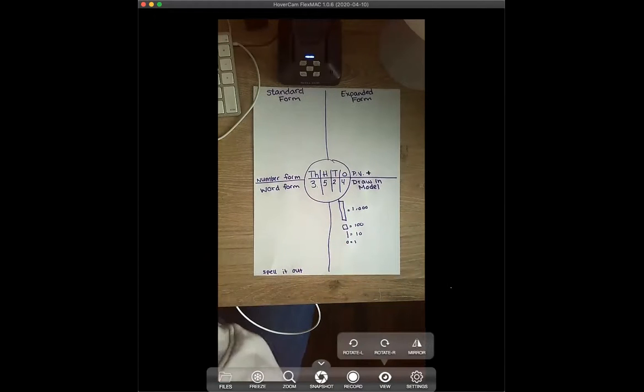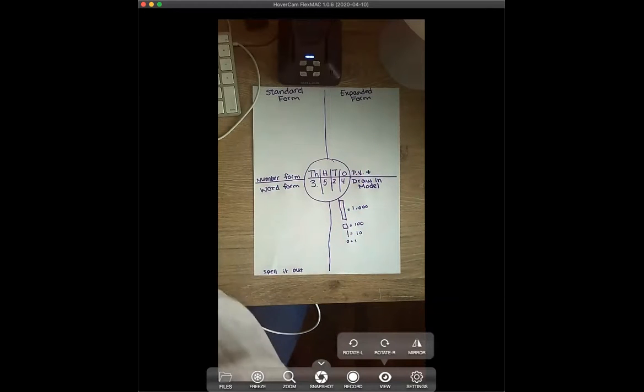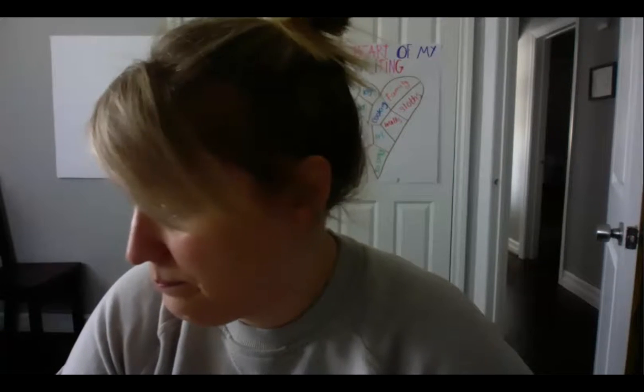Once this is done, all they need to do is take a picture of their poster and upload it to our Google Classroom so I can see it. And that is the assignments for today.